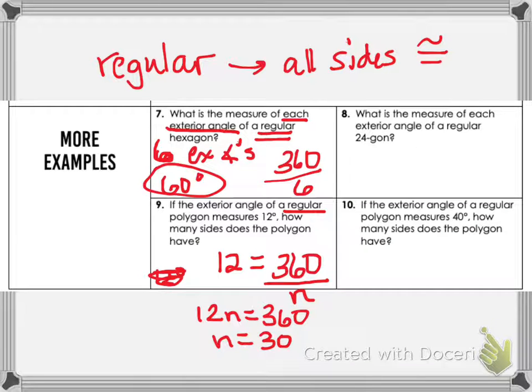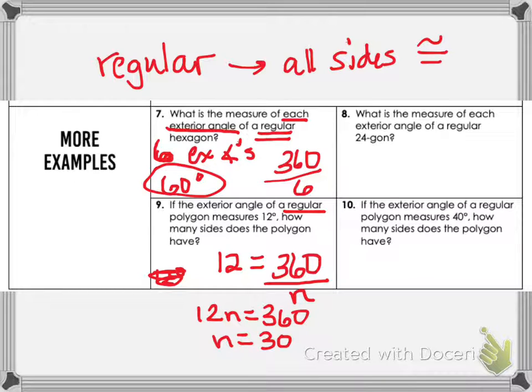Once you get past dodecagon, once you get past 12 sides, or even 10 sides, a decagon, usually we just say however many sides and then put gon after it.